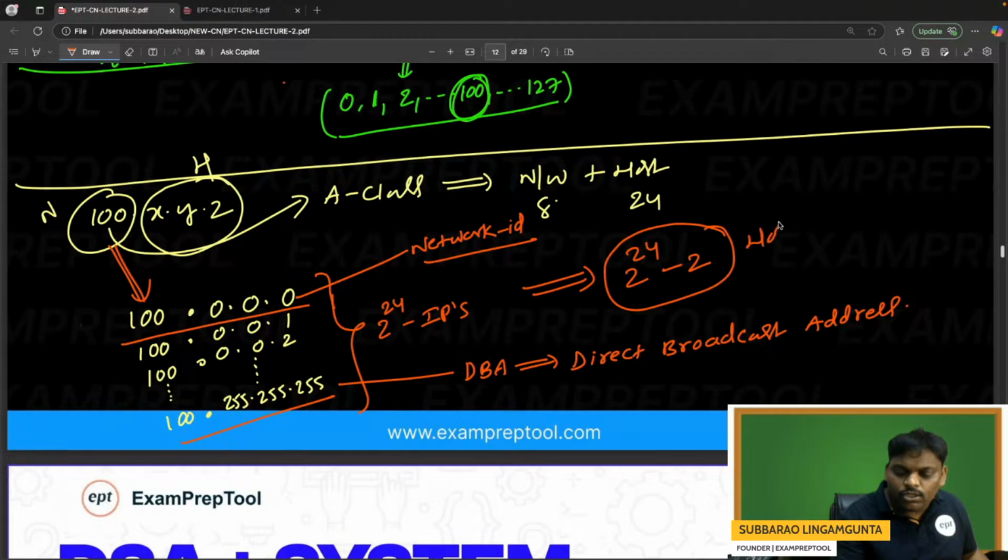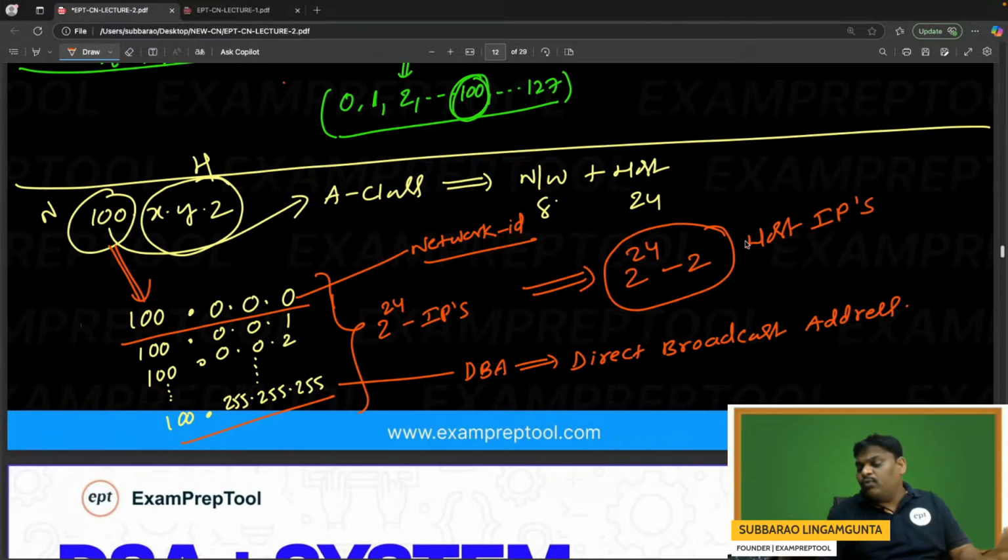These are host IPs, means for every customer, for every employee, you can give one IP. You cannot give to 2 power 24 people. 2 are for special purpose. Remaining you can give for host. If they ask you how many hosts, 2 power 24 minus 2. How many IPs? 2 power 24.